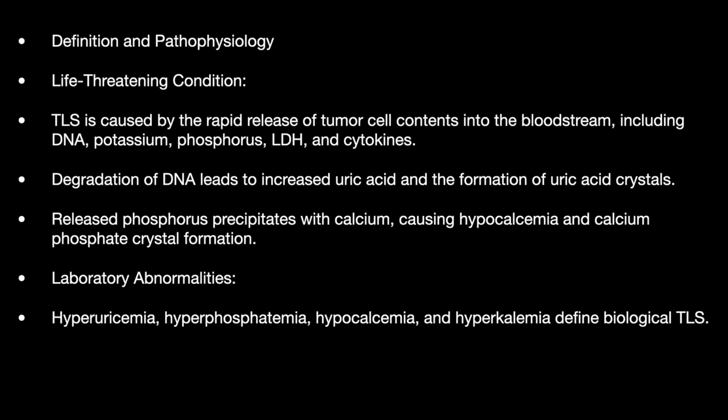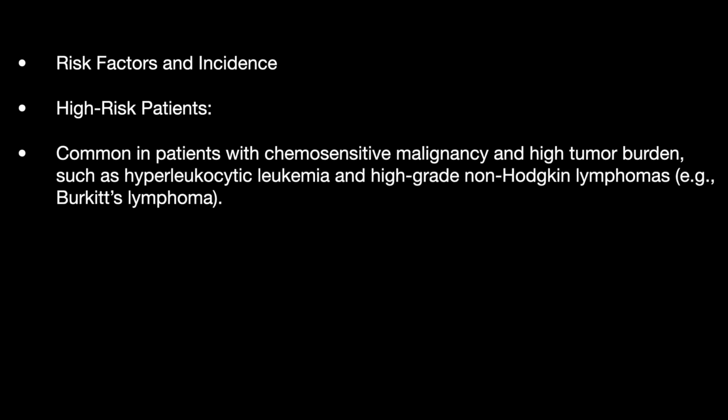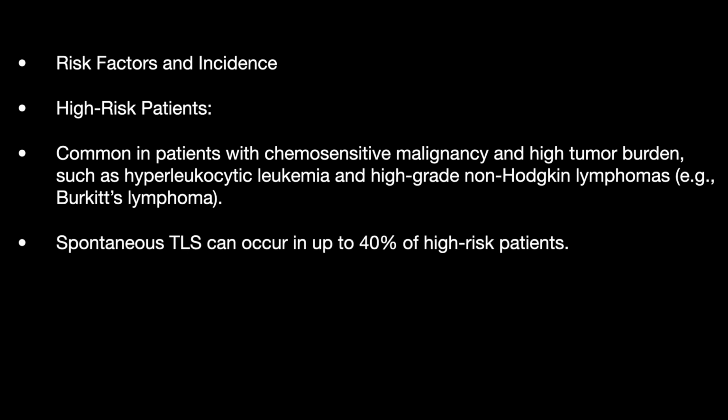The lab abnormalities are hyperuricemia, hyperphosphatemia, hypocalcemia, and hyperkalemia. These are very diagnostic of TLS. A clinical TLS is characterized by the combination of these abnormalities with AKI, seizure, ventricular arrhythmia, and sudden cardiac death. Regarding risk factors, there are some high-risk patients, that is, patients with chemosensitive malignancy and high tumor burden, such as hyperleukocytic leukemia and high grade non-Hodgkin's lymphoma, like Burkitt's lymphoma. Spontaneous TLS can occur in up to 40% of the high-risk patients.